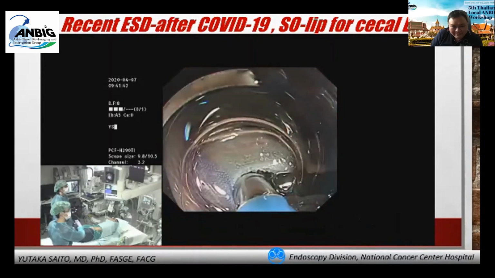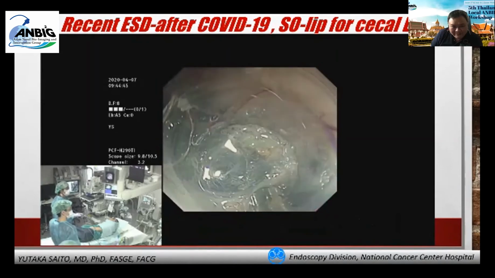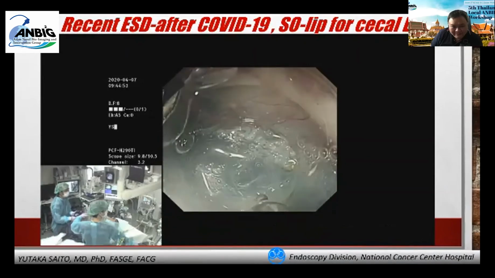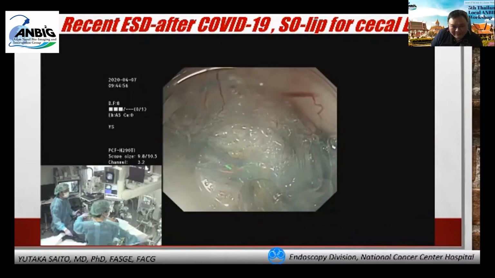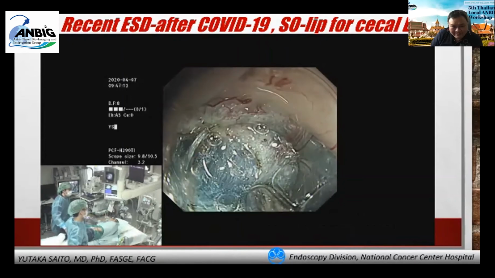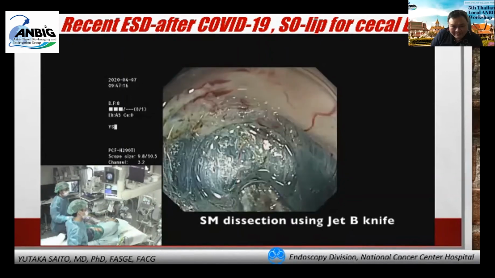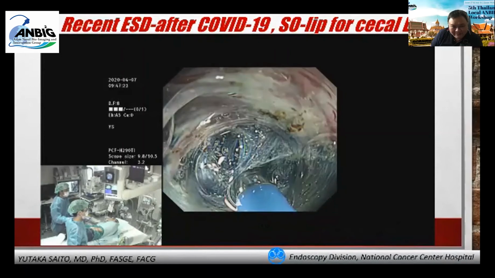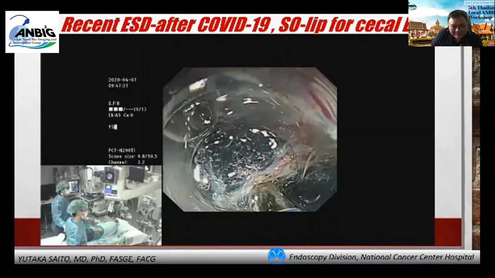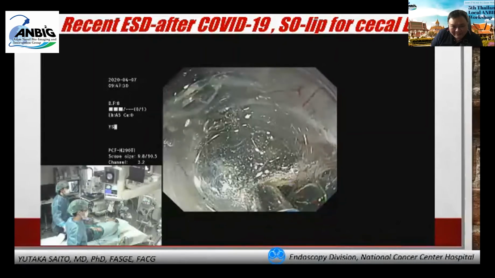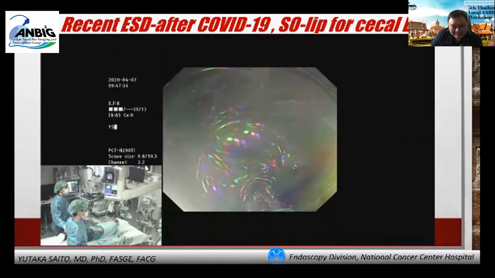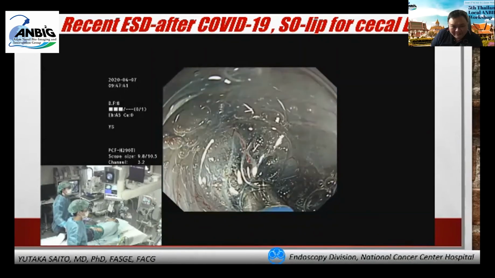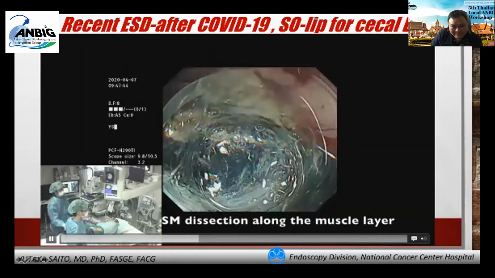And when we visualize a thick vessel, it's really important to pre-coagulate. Now you can see the very nicely elevated submucosal layer. So we are dissecting the lower third portion of the submucosal layer. And this vessel is already pre-coagulated, so we can continue the dissection. And you can see the muscle layer here. So it's really important to dissect along the muscle layer.